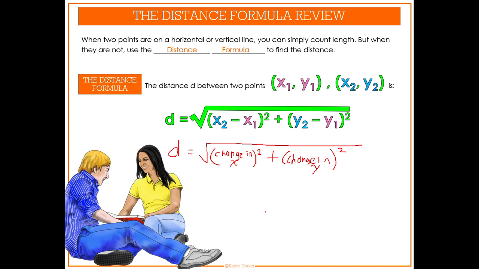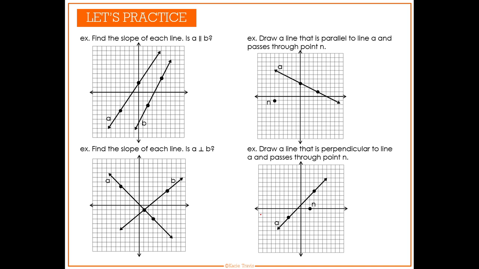Now, let's take a look at a couple of examples, folks, to see if some stuff is parallel, perpendicular, or how we could draw a parallel or perpendicular line. So, our first example here is asking to find the slope of each of these lines and tell us if this is parallel. Is line A parallel to line B? So, when we're looking for the slope, we have our change in our y values over our change in x.